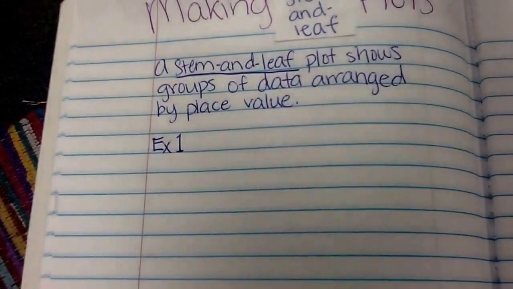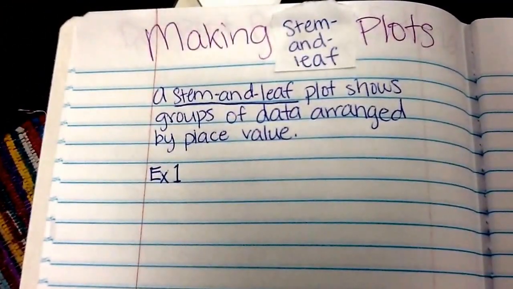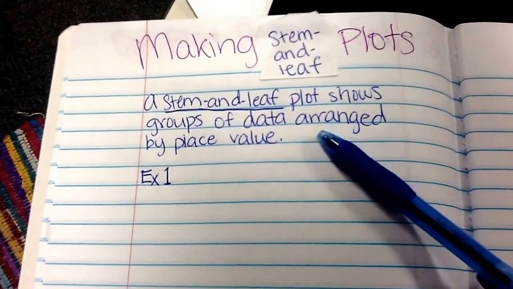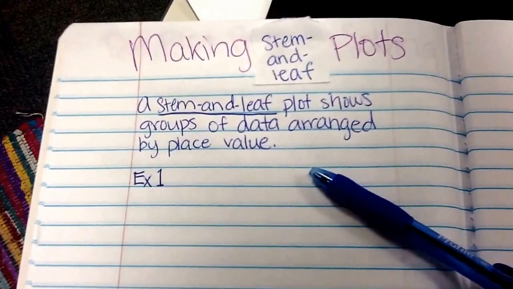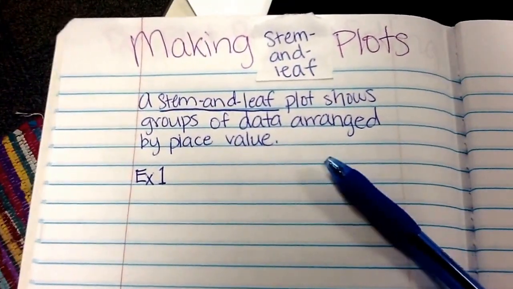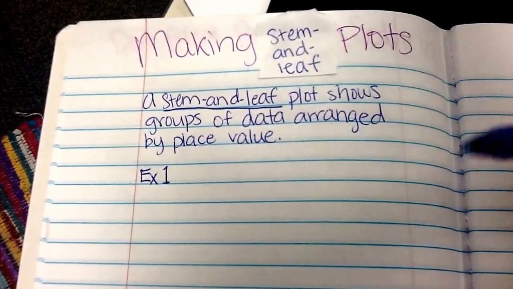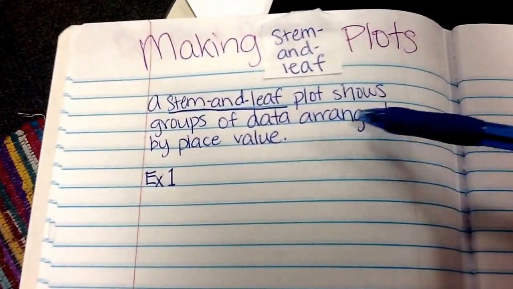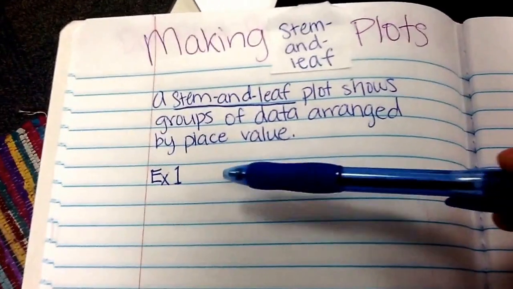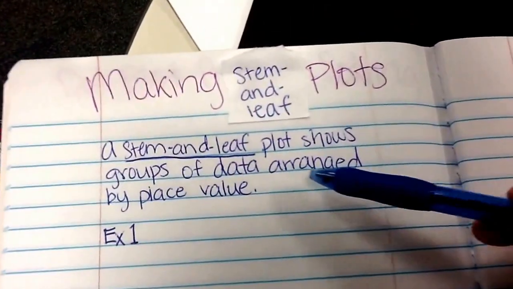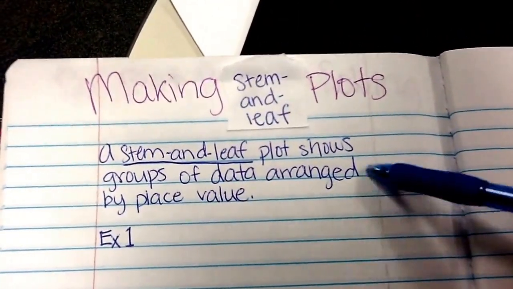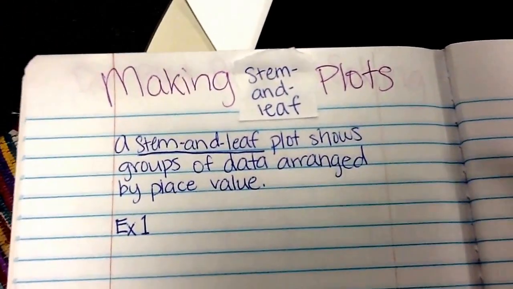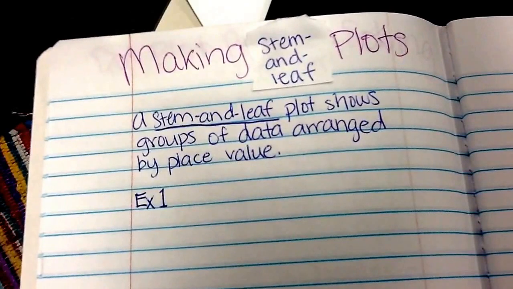Okay, so this is making stem and leaf plots. I've already written the definition of a stem and leaf plot right here. So if you need to pause this right now and write the definition down, why don't you go ahead and do that? It says a stem and leaf plot shows groups of data arranged by place value. So the word arranged just means put into order. So we're going to arrange them and put them in order by their place value. So go ahead and pause this and write down the definition.